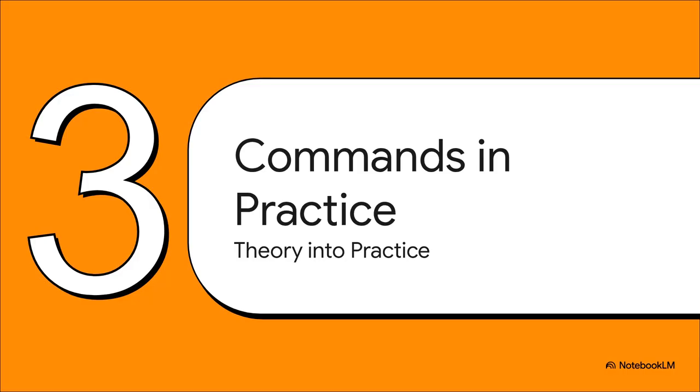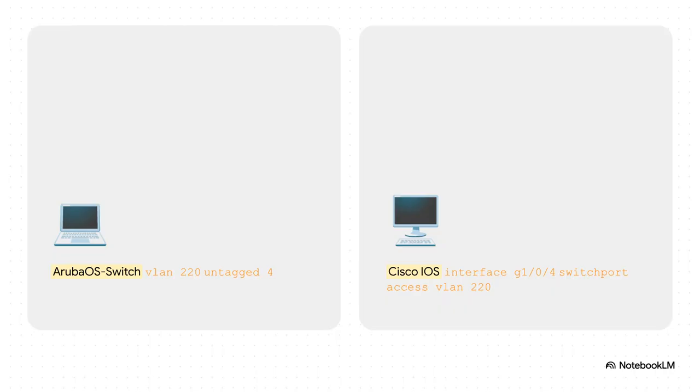Okay, let's get our hands dirty. We're going to jump over to the command line now and see how all this theory actually looks in practice. This is also a great way to see how different vendor ecosystems work. Okay, so take a look at this. On the left, you've got Aruba OS switch. On the right, Cisco IOS. Yeah, the syntax is a little different, right? But the core concept, what we're actually trying to do, assigning a specific port to a VLAN, that is 100% identical.